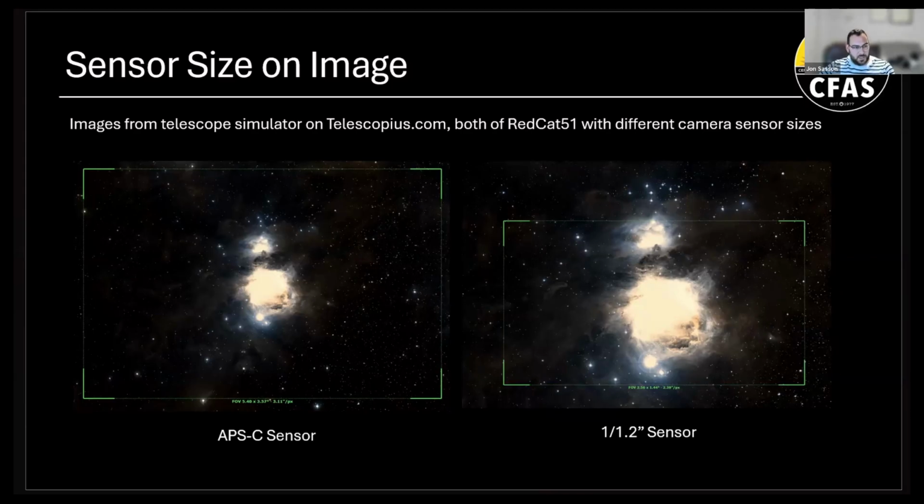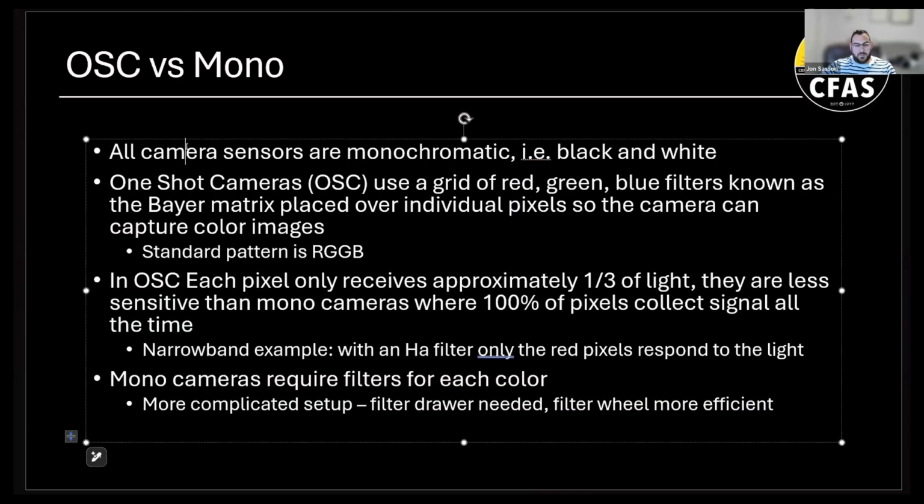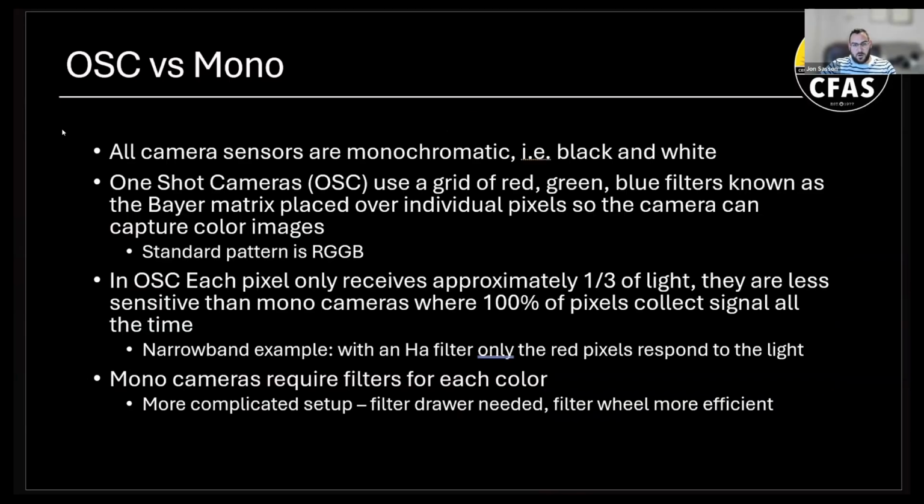All right, and then the other choice you have when you're going to pick a camera is whether you want a color camera or a black and white camera, right? By design, all the sensors are mono sensors, monochromatic, or black and white. So even a color camera and a mono camera that both use, let's say, a 585 sensor, it's the same sensor on both.